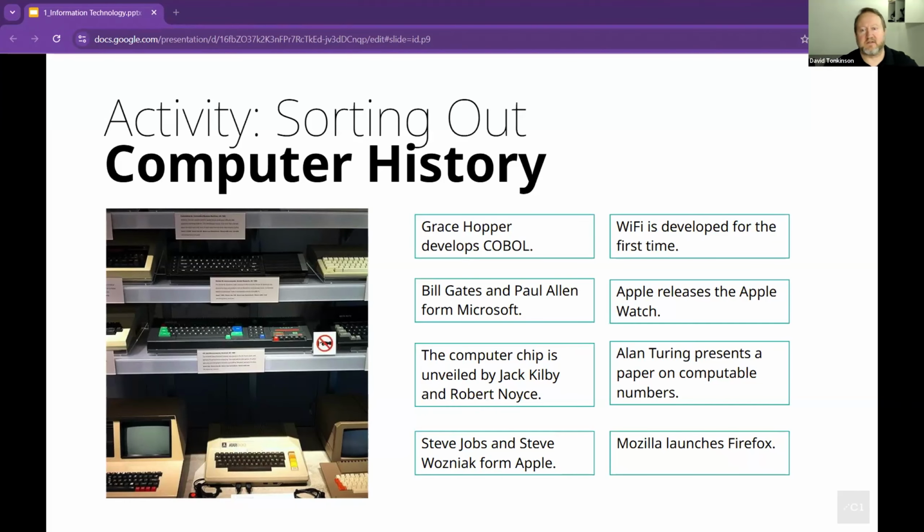Okay, so let's give you some answers on that then. I can tell you some of you are spot on and some of you are slightly out, but it's all a good exercise. It's good fun. So the very first thing was Alan Turing presented a paper on computer numbers.